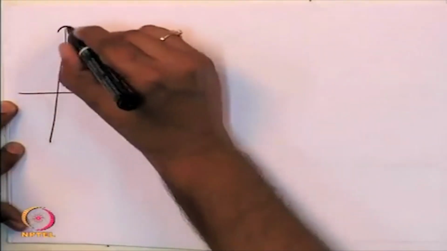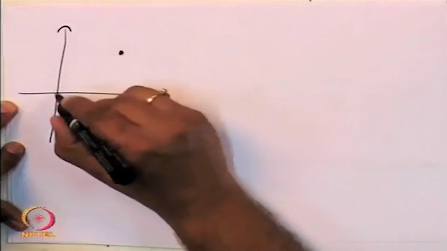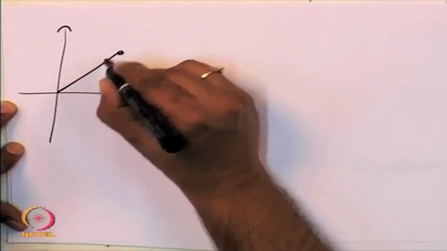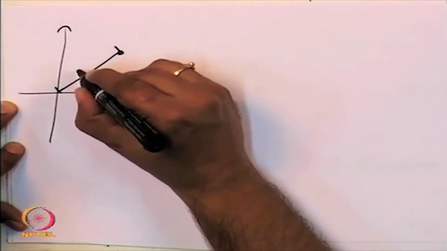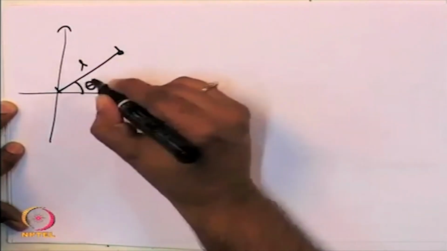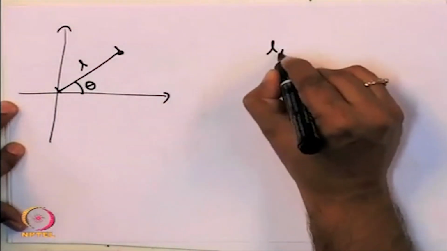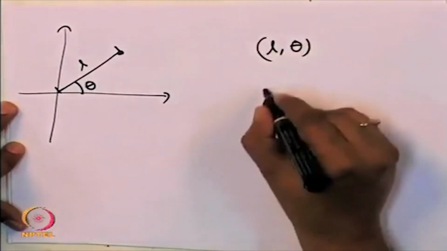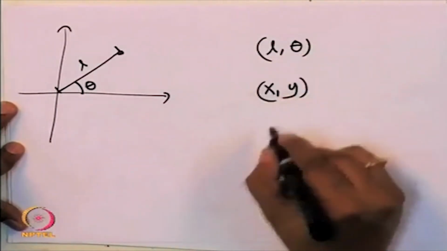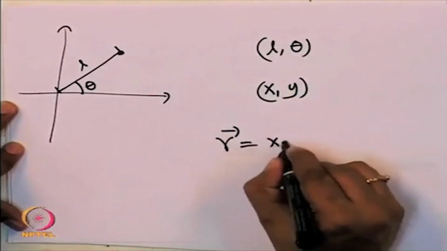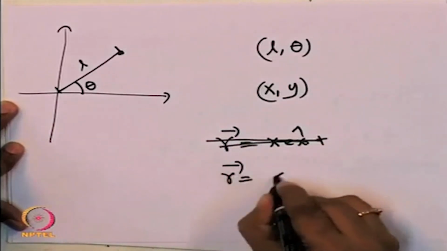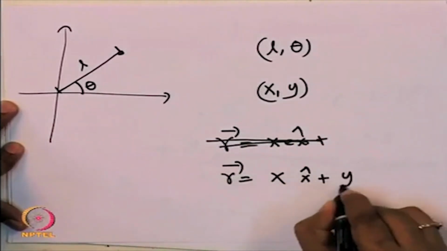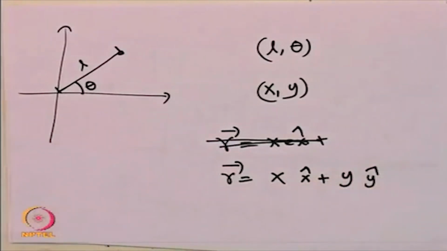So, we have x axis and y axis, and any point can be specified by specifying this distance. Let me call this distance L and this angle theta. So, you can either specify an L and a theta, or you can specify x and a y. If you specify an x and a y, this r is x x cap plus y cap. x and y are some numbers and x cap and y cap are unit vectors.